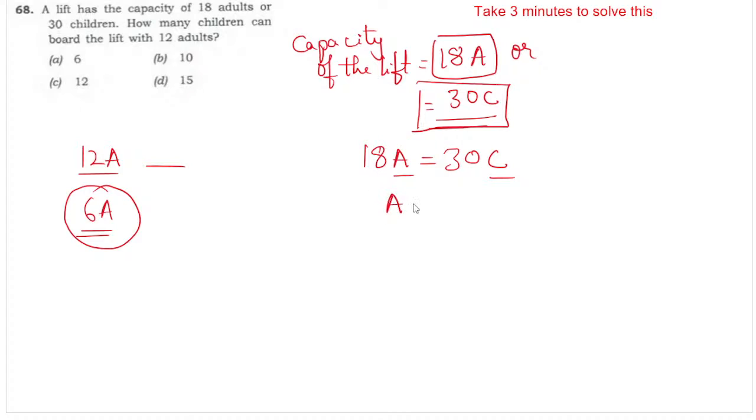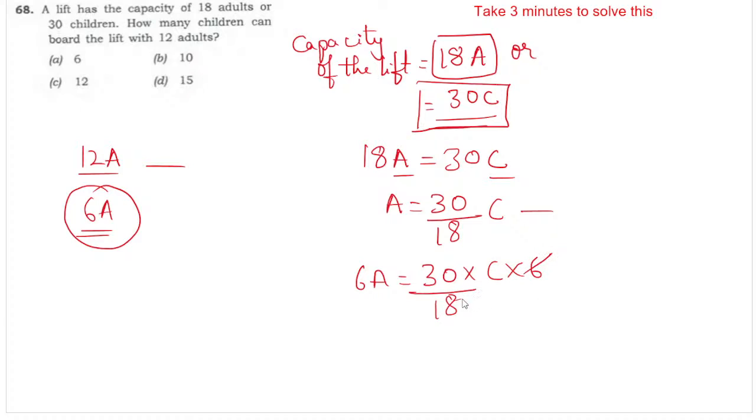Now we know that A is equal to 30 divided by 18 C. So the average weight of each adult is 30 divided by 18 into C. And we need to find what is 6A. We know that A is equal to 30 by 18 into C. 6A is equal to, we multiply 6 on both sides, 30 into C divided by 18 into 6. 6 ones are 6, 3 ones are 3, tens are 10. 6 adults are equivalent to 10 children. So 10 more children can be accommodated here.